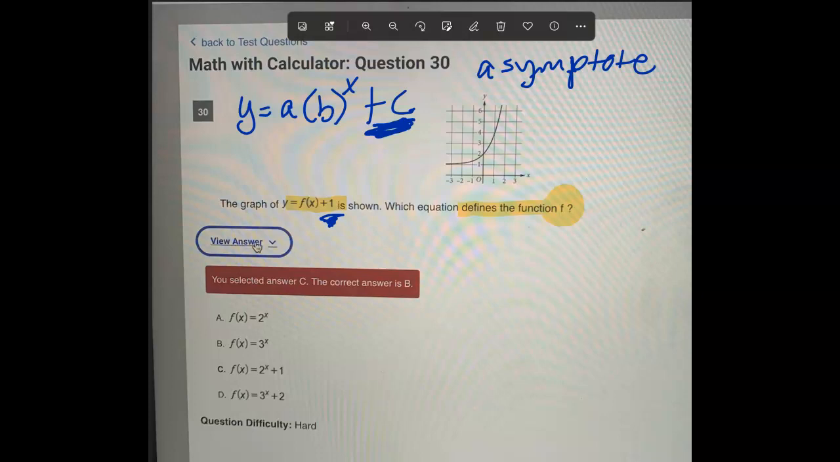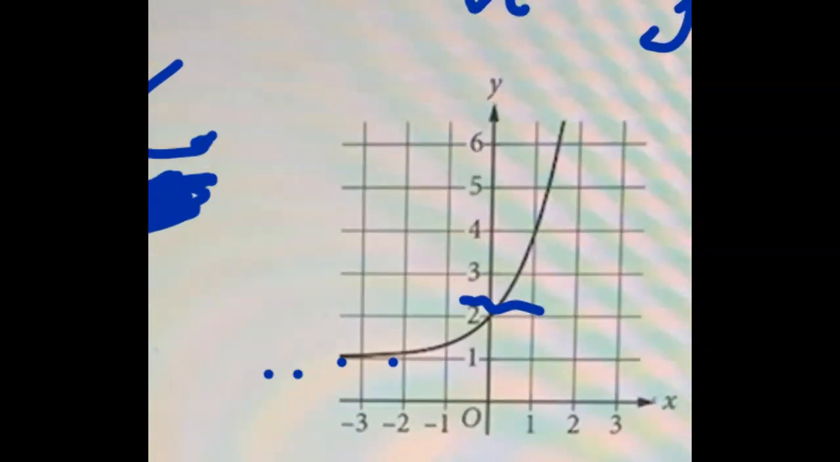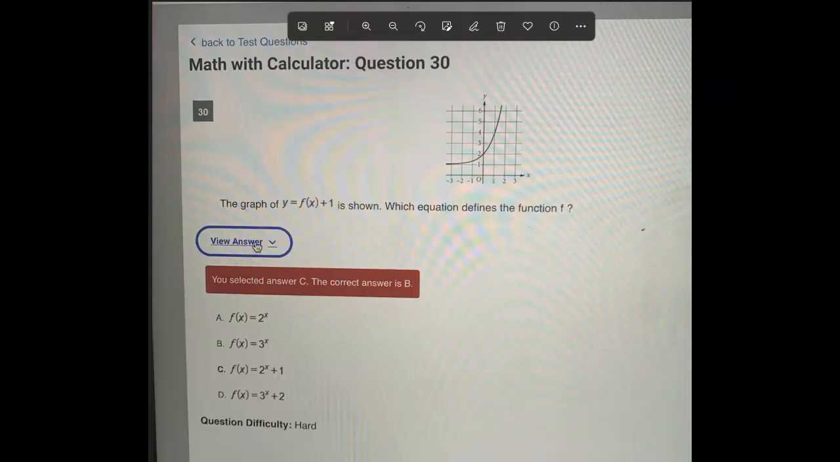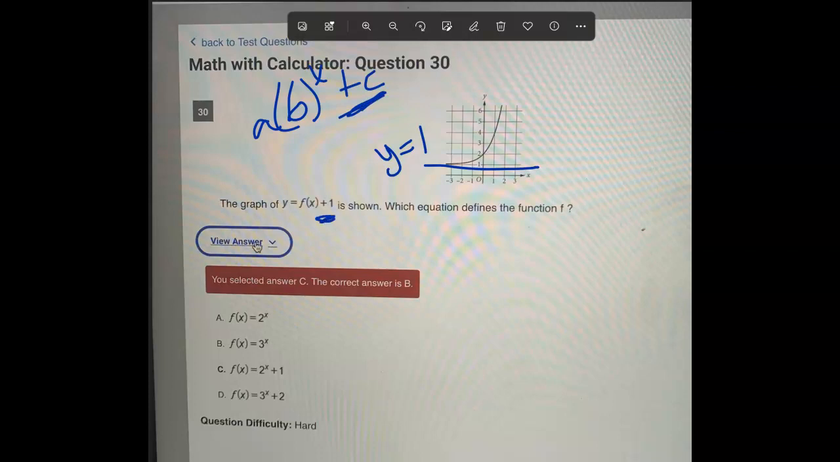So our asymptote for this one, if we look here, oops, erase that little guy. If we look here, it's at y equals positive 1. All right. We know that that line is at y equals 1. And we see here, since it's a times b to the power of x plus c, that plus c is a positive 1. So these are the same exact things, right?